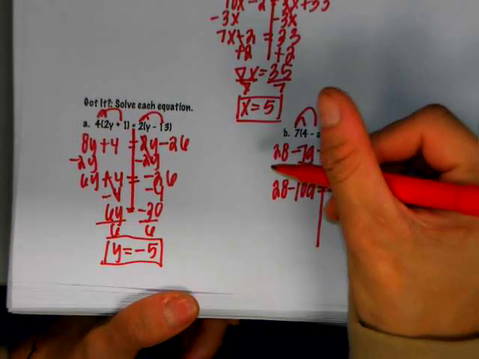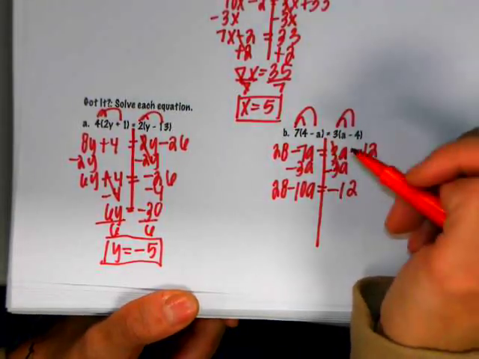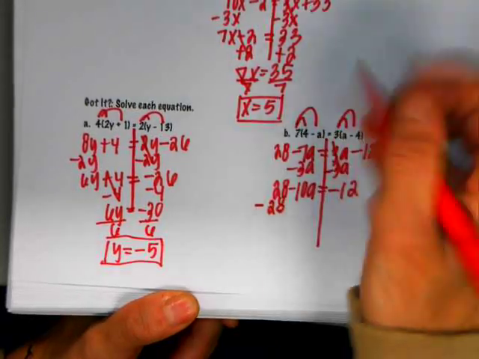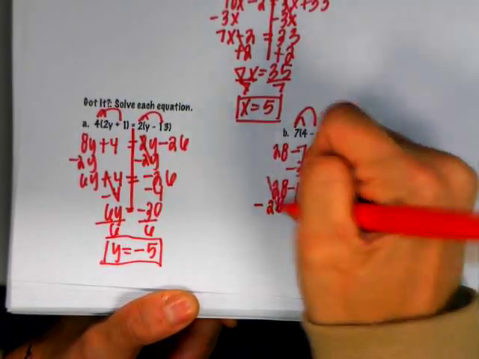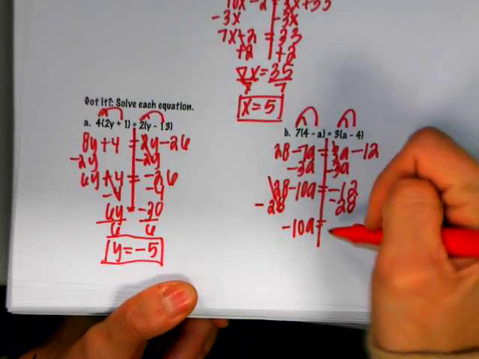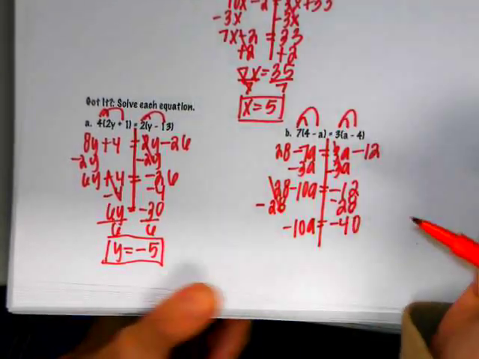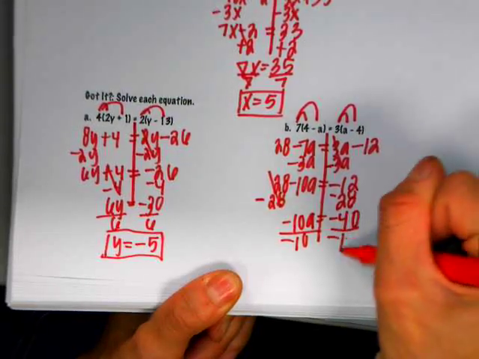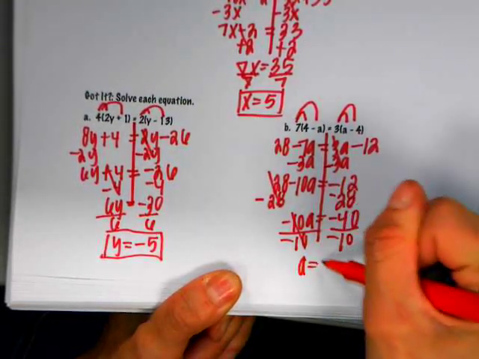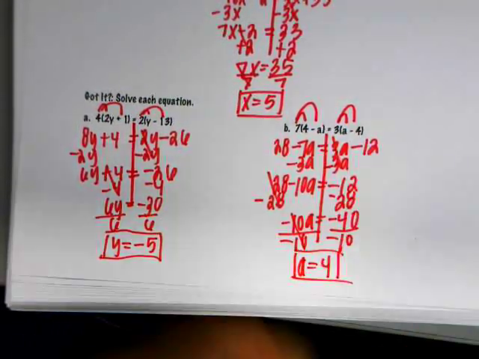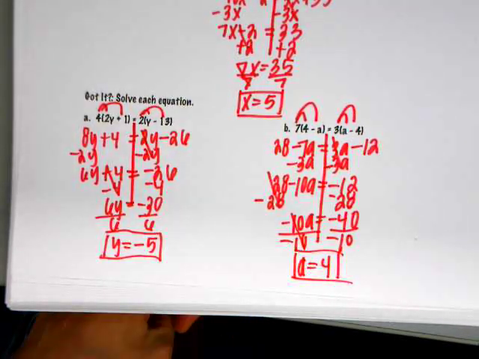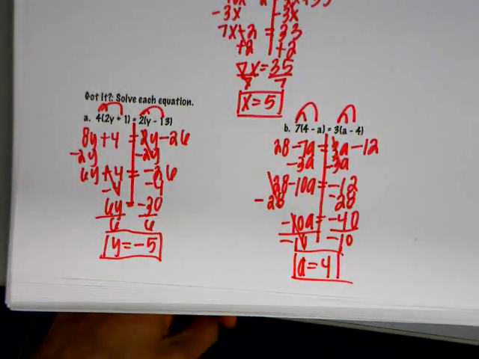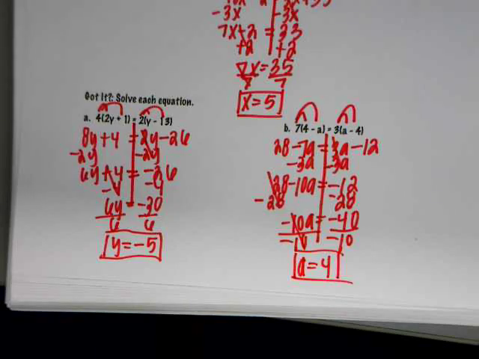Okay, then how do I get rid of the 28? Yep, minus 28. Negative 10a equals negative 40. And then, so what does a equal? Yep. Good. Any questions on any of that?